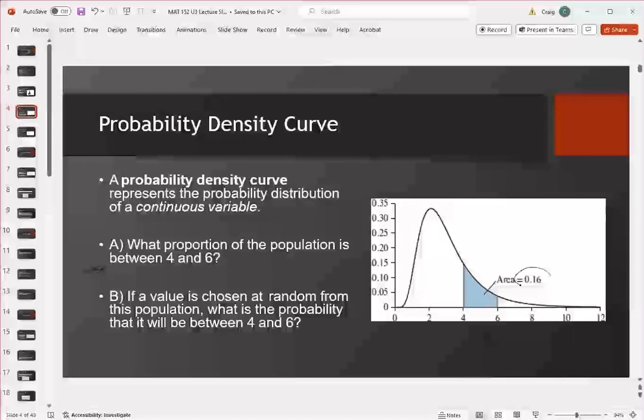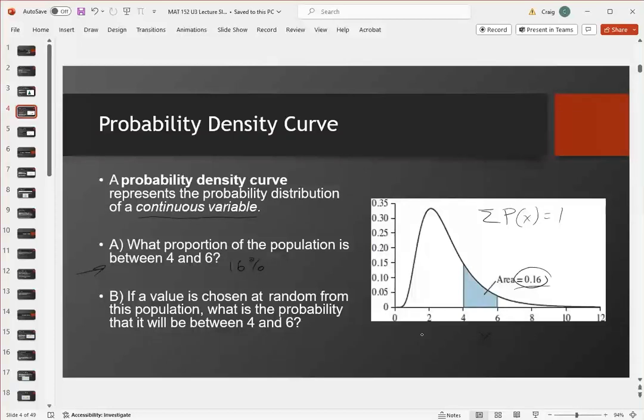we can see that the area is 0.16, and that's 16% of the total area of this curve, because the sum of the probability has to be equal to 1. And so this area represents 16% of the total area. And you'd find 16% of the proportion of the population in that region.